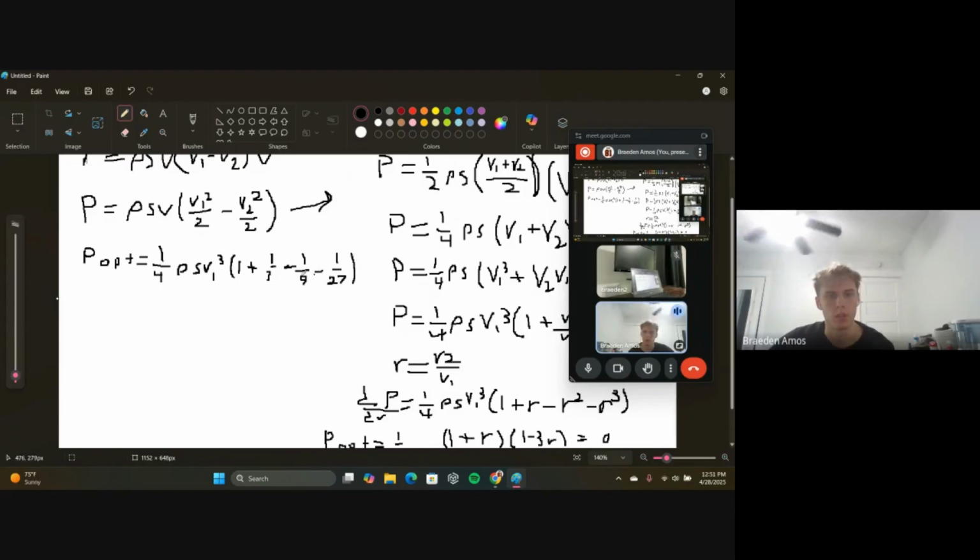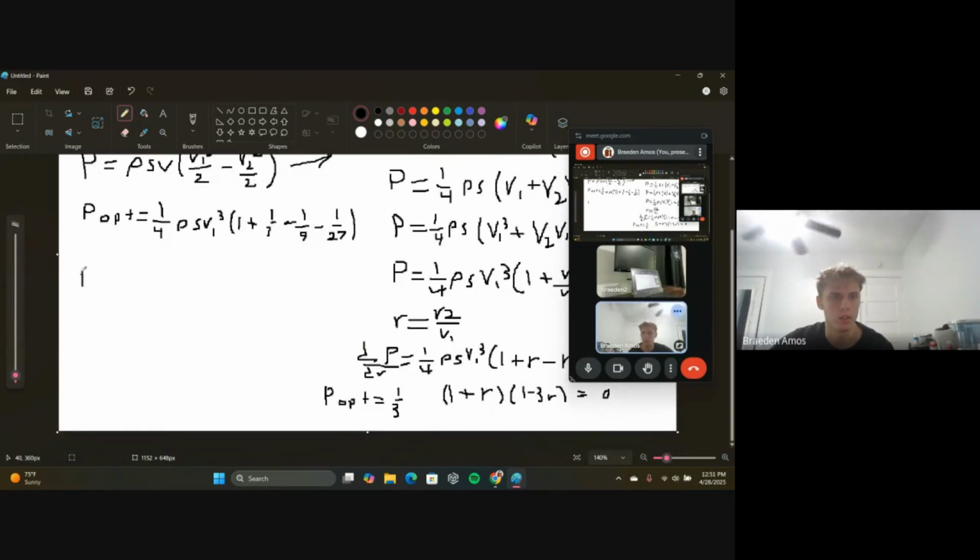So now what we're gonna do is we're gonna divide this by 27, get like terms, and what we end up with is P optimal is equal to 16/27 rho S V1 cubed, and that's the final optimal value.